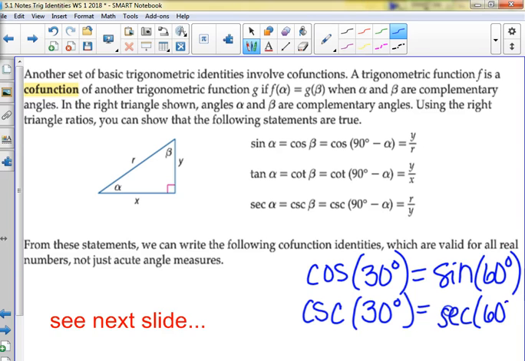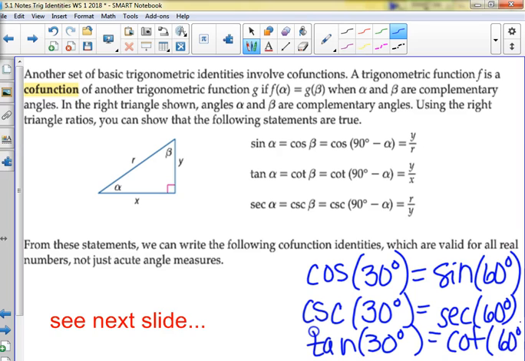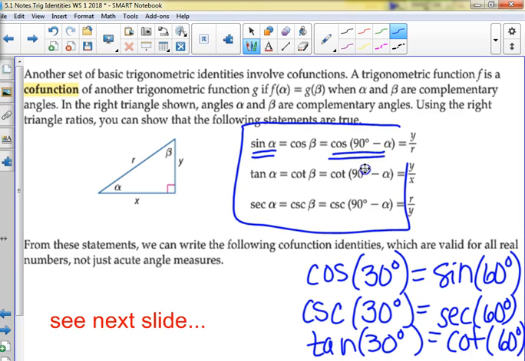Secant of 60, okay? And the tangent of 30 is equal to the cotangent of 60. This is what it says. It says sine is equal to the complement of the co-function.